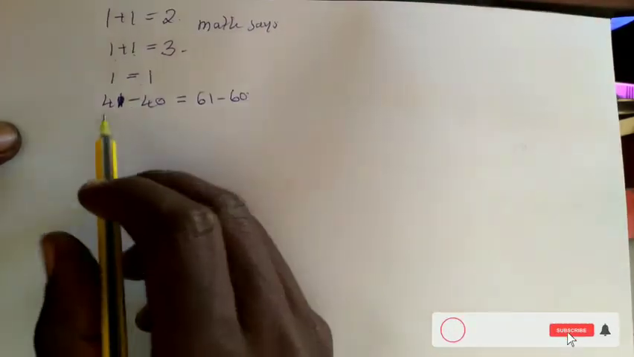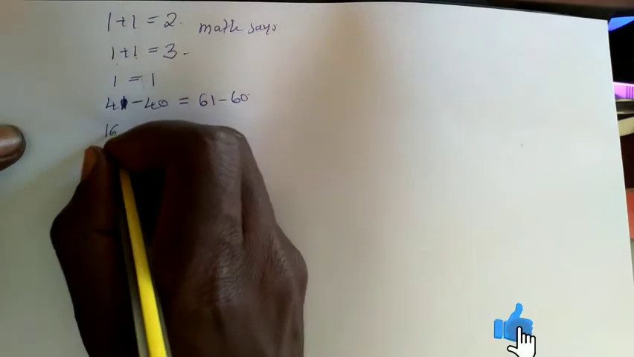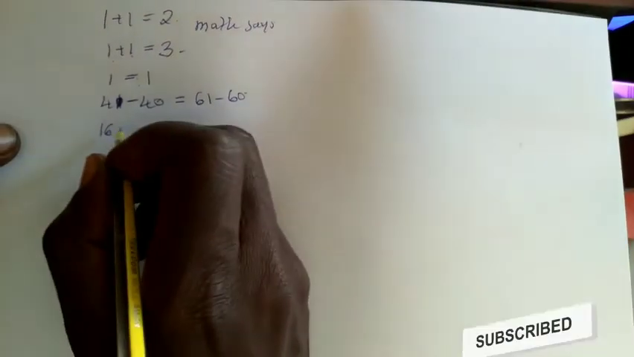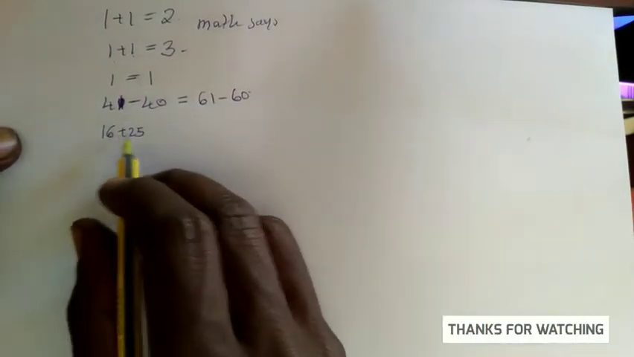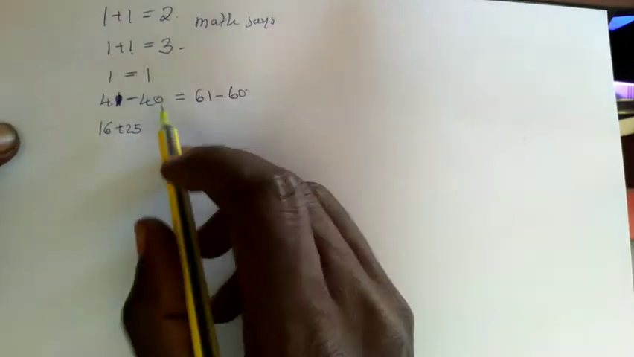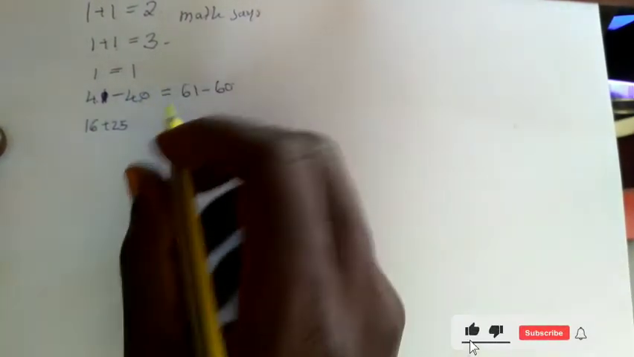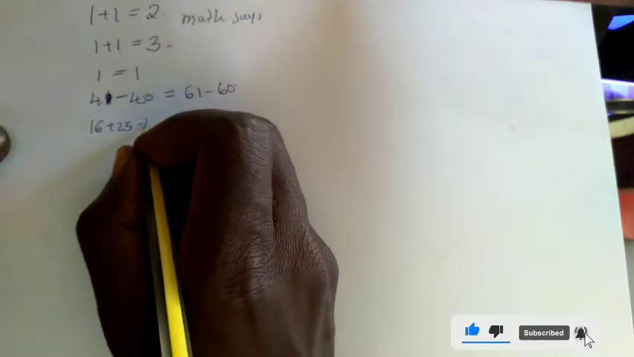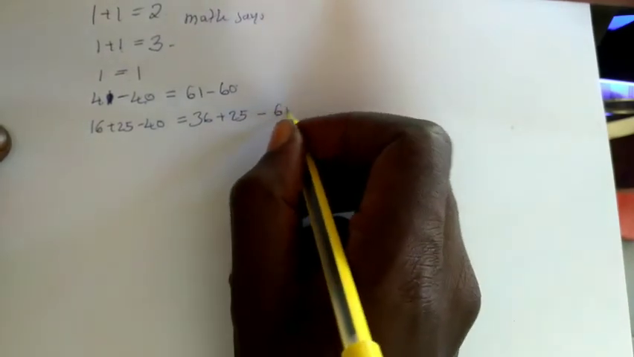Now we're gonna expand this 41. If we expand it, we get 16 plus 25. If we combine these, the summation gives 41. Here you can expand this 41 by taking another alternative. Let's take it as 36 plus 25 minus 16.